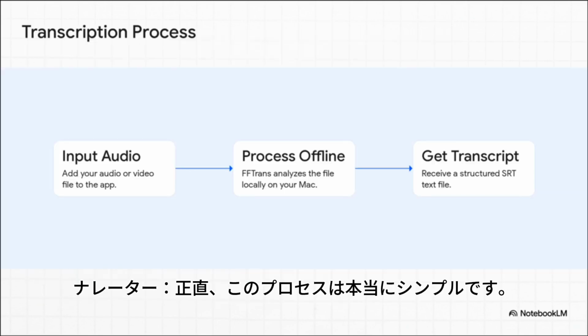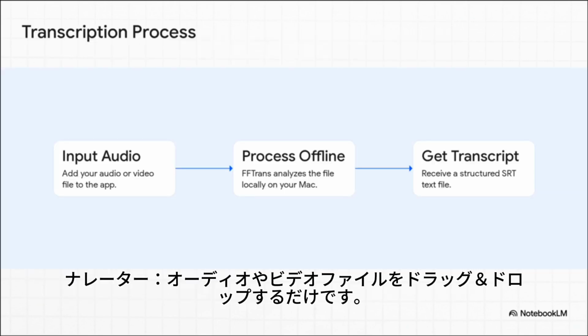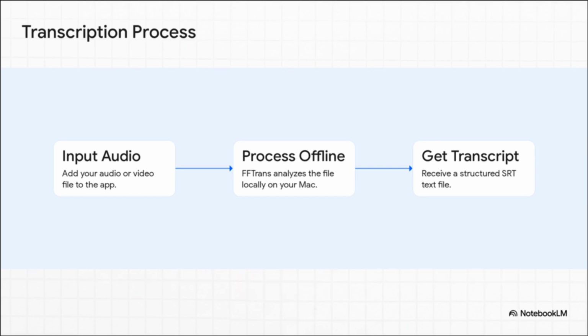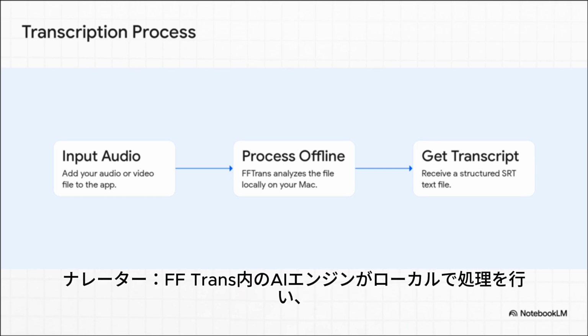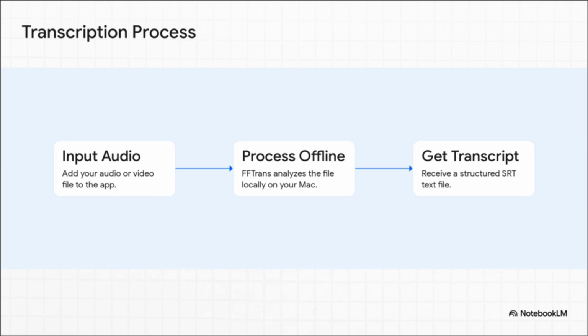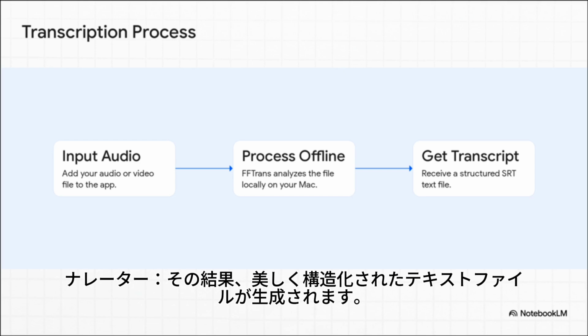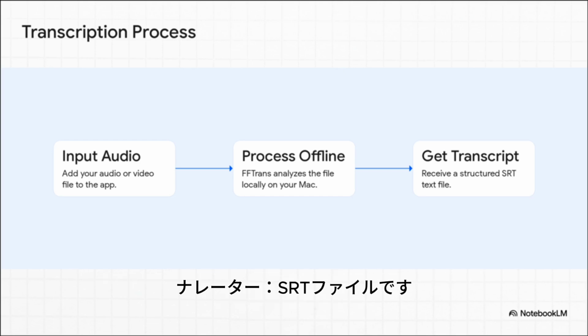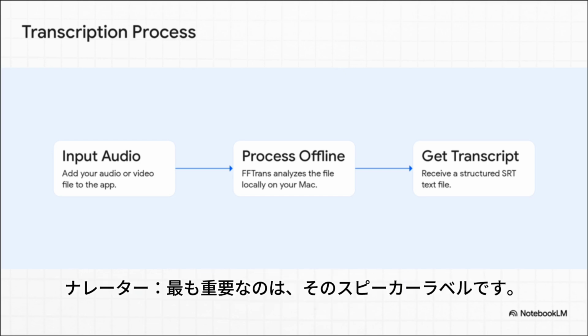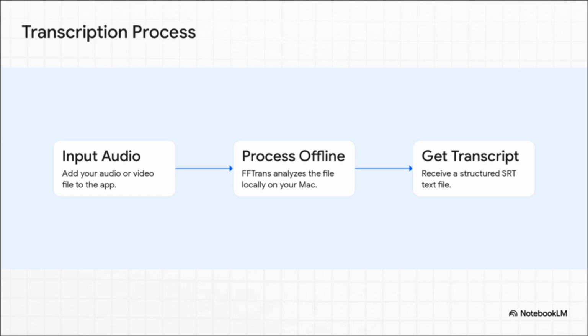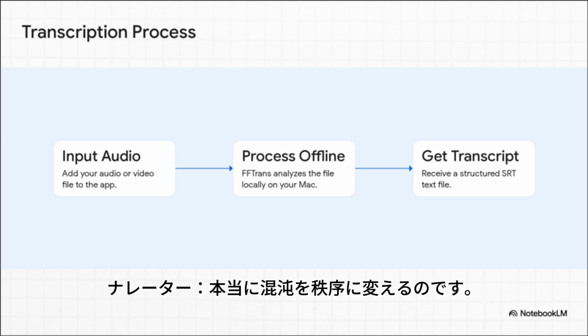And honestly, the process is just so simple. You just drop in your audio or video file. The AI engine inside FFTrans does its thing, all locally, and what pops out is this beautifully structured text file, an SRT file, complete with timestamps and, most importantly, those speaker labels. It really does turn chaos into order.